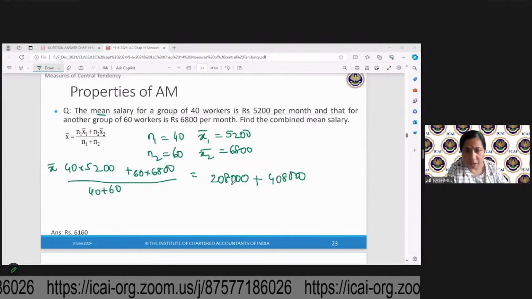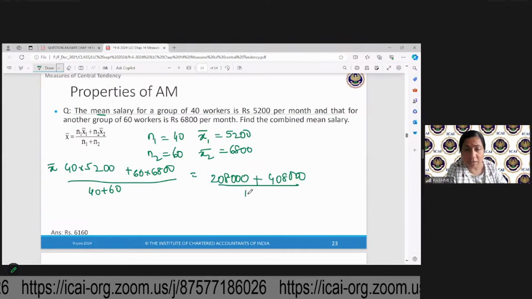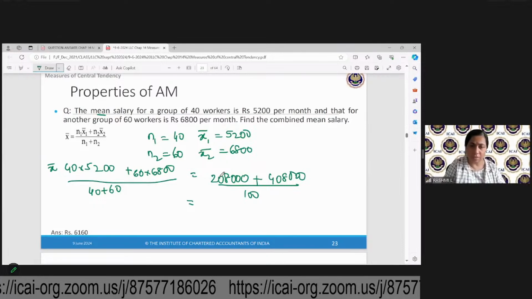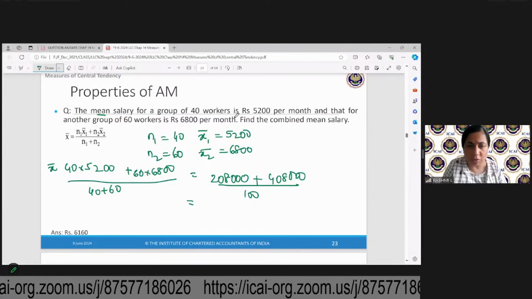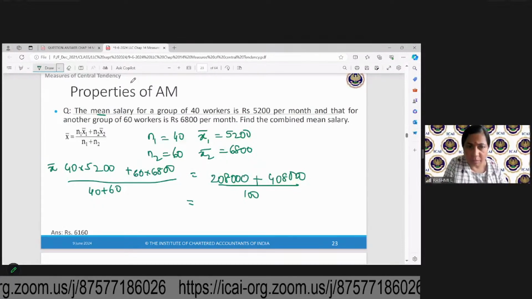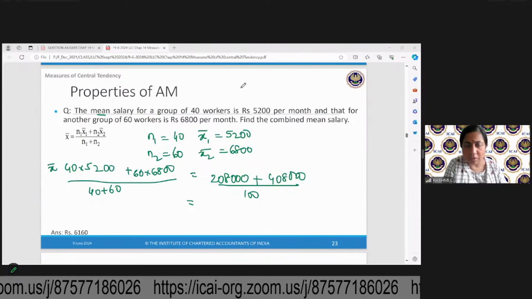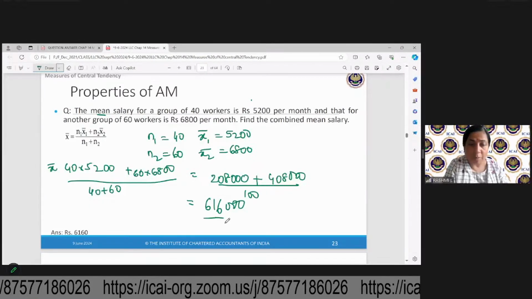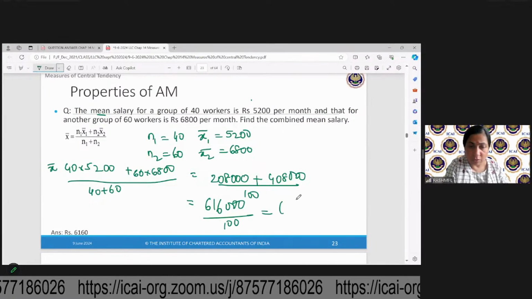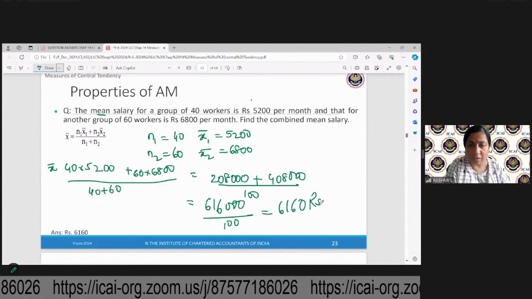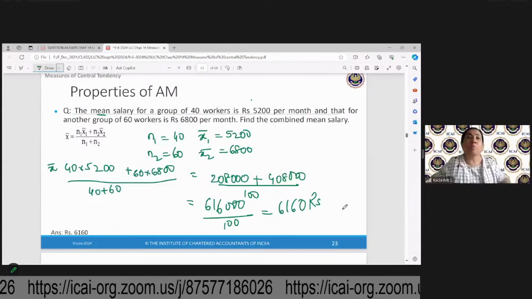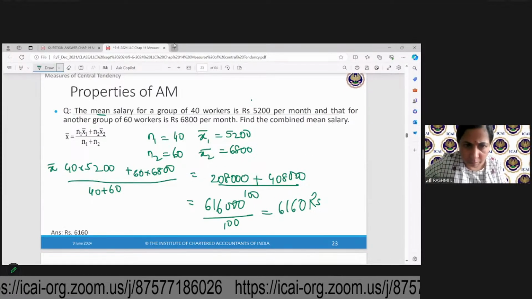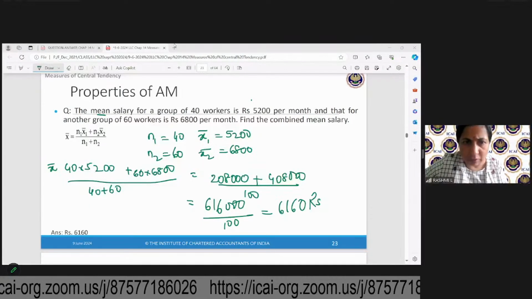Yes. Upon how much? 40 plus 60, it is 100. So how much is this addition? 208000 plus 408000 is 616000. 616000 upon 100 is equal to 6160 rupees, which is the average salary when you combine the salaries of both groups together.